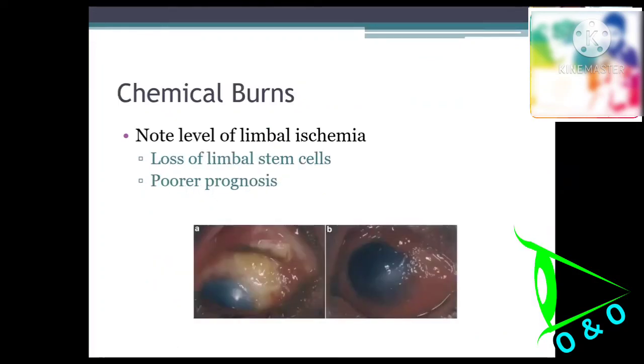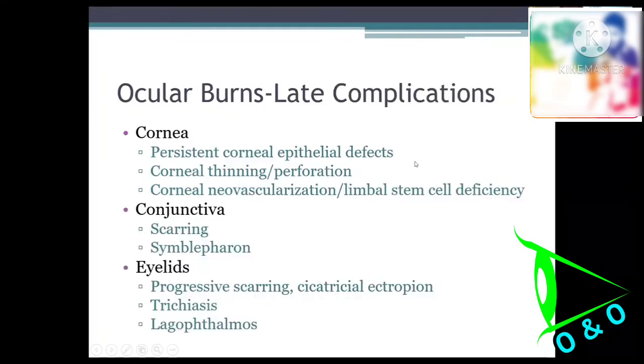With chemical burns, you want to note the level of limbal ischemia, noting how white the eye is. That whiteness represents a loss of limbal stem cells, which is a poorer prognosis than an eye that's very red. An eye that's very red is actually good. That means there's good vasculature all around. Hopefully they can heal this large epithelial defect and maybe this little inflammation on the eye, whereas this eye with a very white appearance has loss of vasculature, so it's not going to heal the cornea as well.